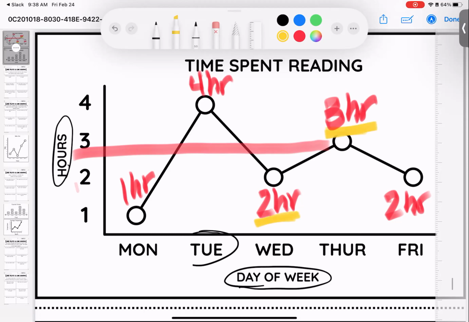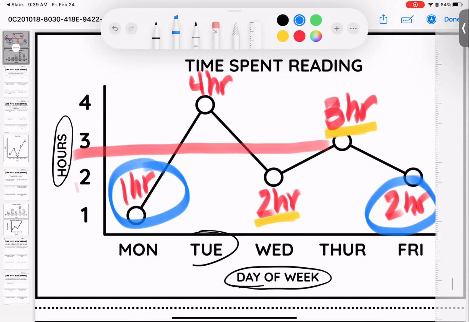And I could see here that she read for 3 hours on Thursday. So that would be the longest amount of time. How much longer did Jessica read on Friday than Monday? Let me change my colors. Well, Friday was 2 hours and Monday was 1. So 2 minus 1 is 1 hour.